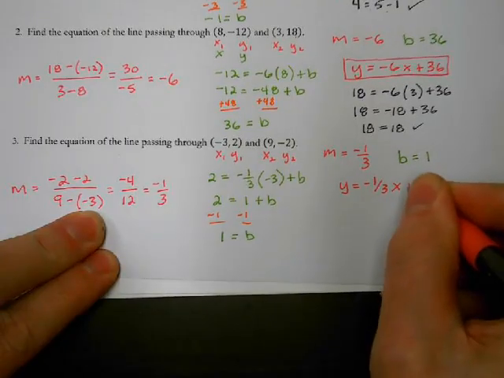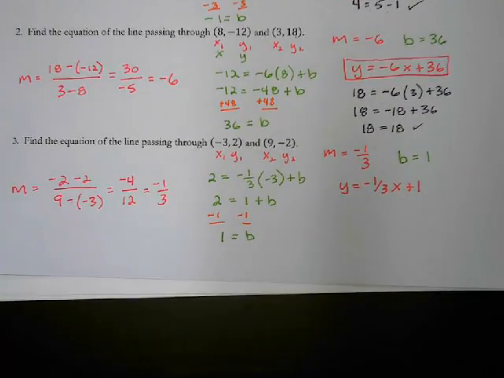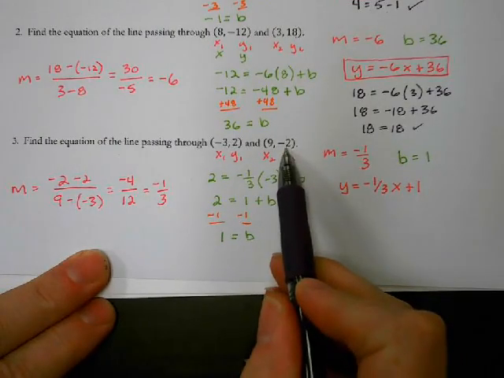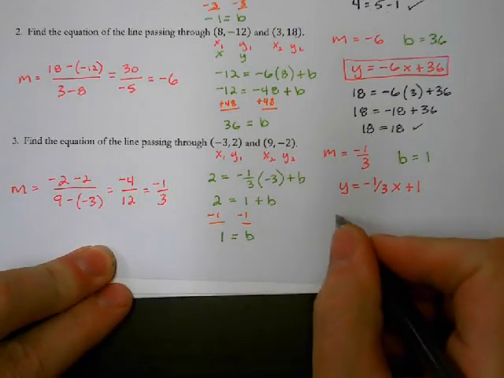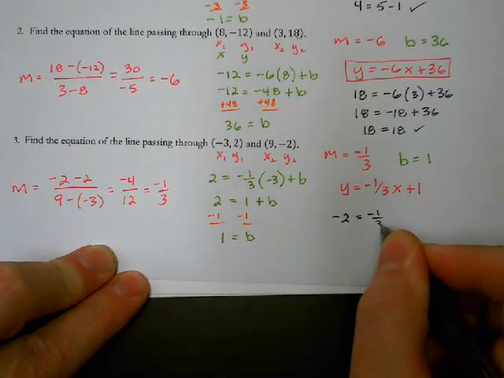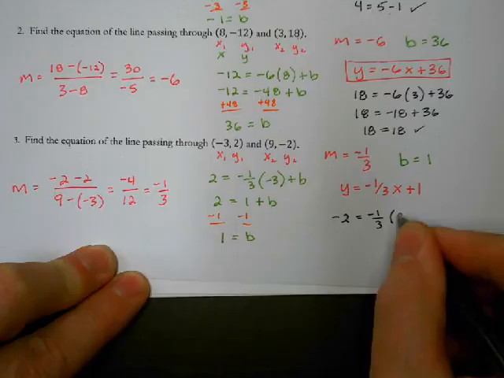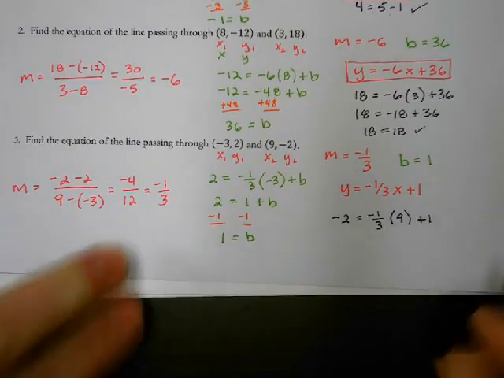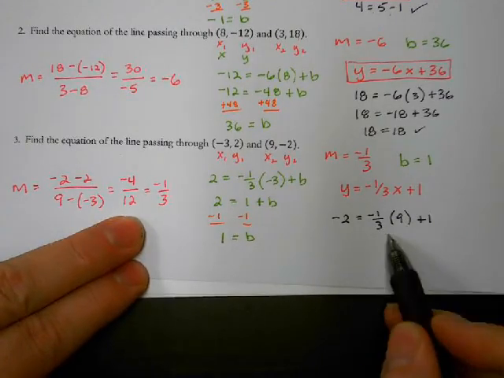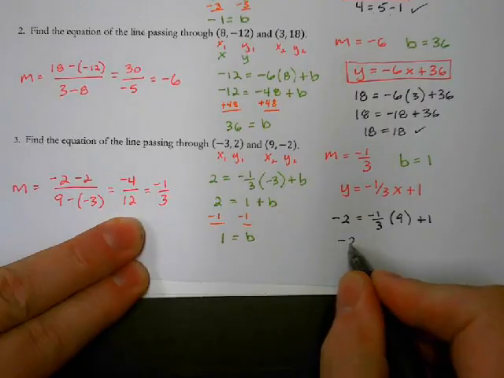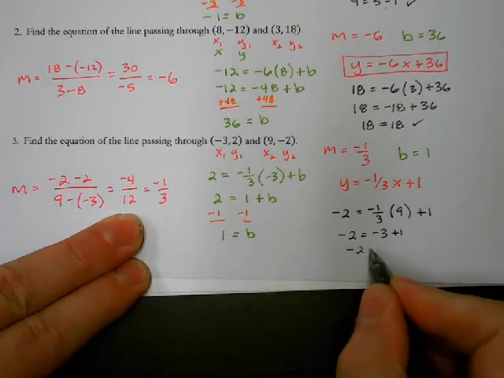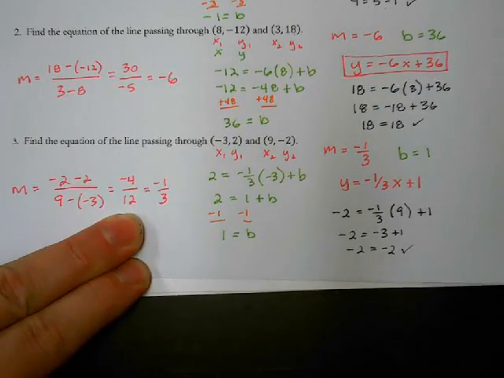Last step, I'm going to check my answer to make sure I did it right. I'm going to use this point right here. I'm going to plug negative 2 into y and 9 into x. So instead of y, I plug in negative 2. Instead of x, I plug in 9. Let's see what we get. Negative 1/3 times 9. That's negative 9 over 3, which is negative 3. Negative 3 plus 1 is negative 2. Negative 2 equals negative 2, so now I know for sure that second point worked, and my answer must be correct.